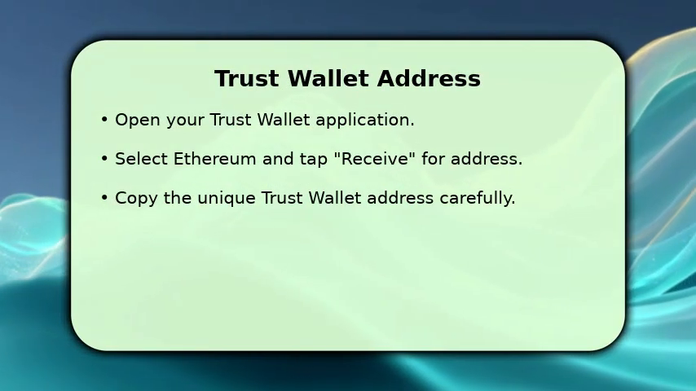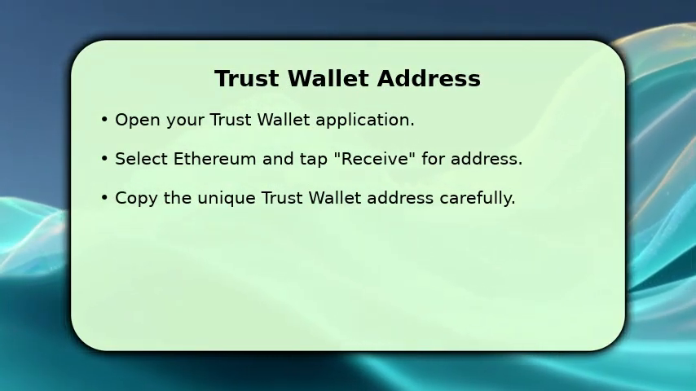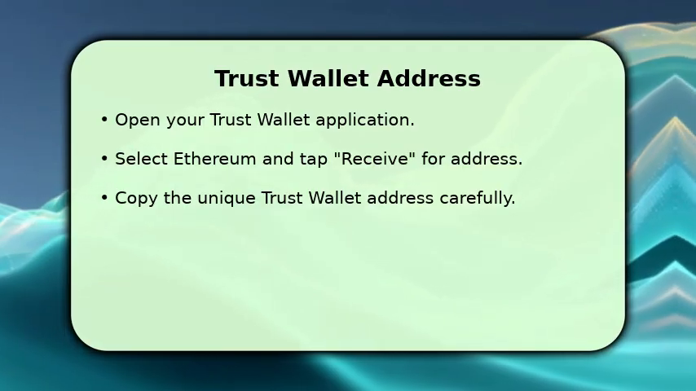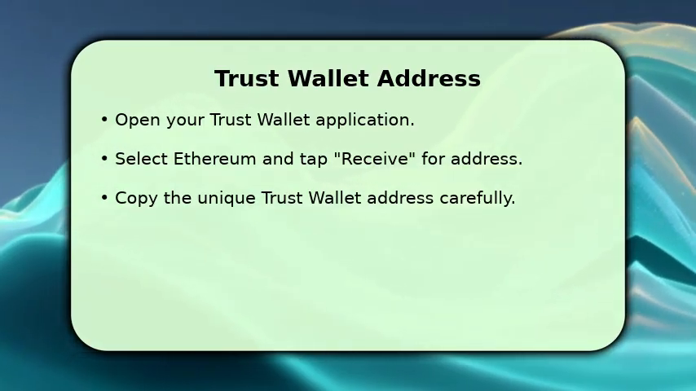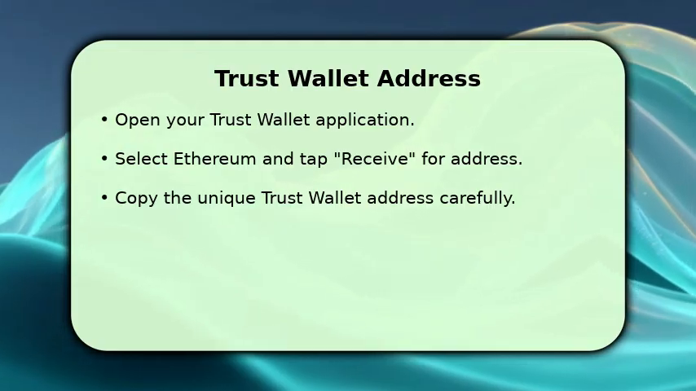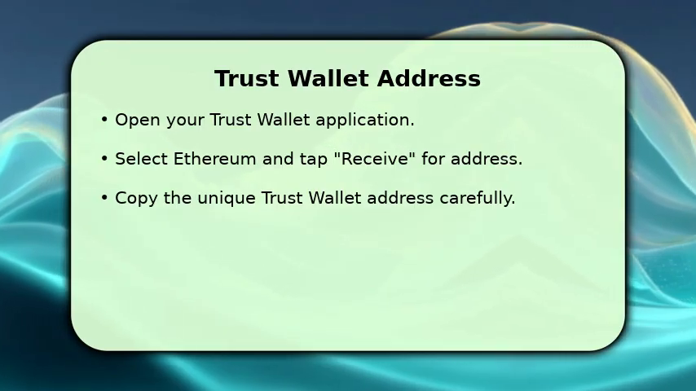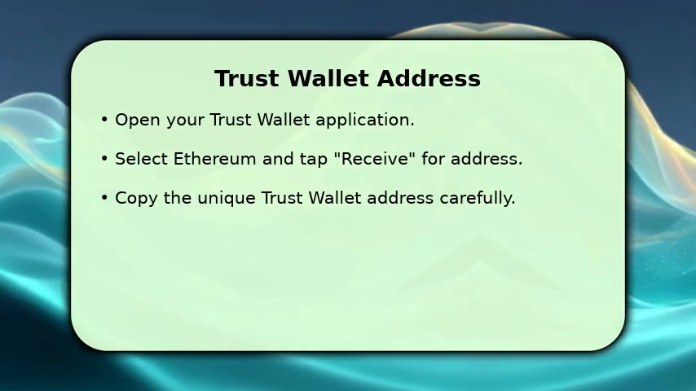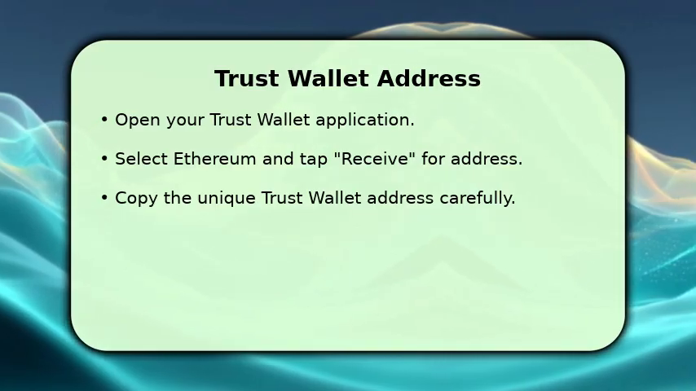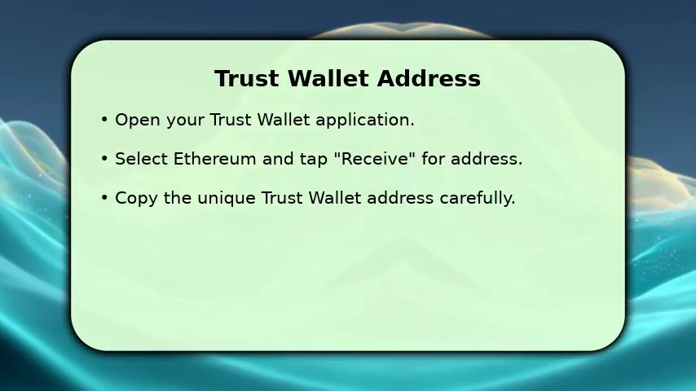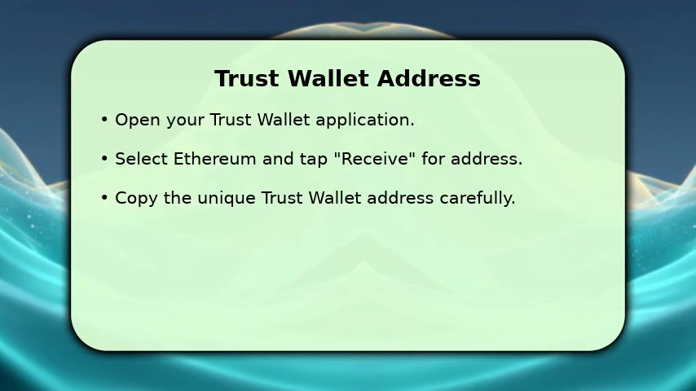Next, open your Trust Wallet app on your device. From the main screen, select Ethereum from your list of cryptocurrencies. Tap the Receive button to display your unique Ethereum wallet address. It's crucial to copy this address accurately. Even a single incorrect character can result in lost funds, so double-check it.